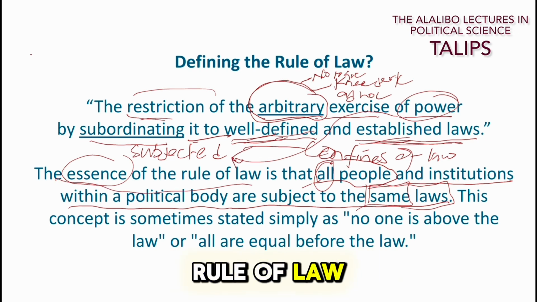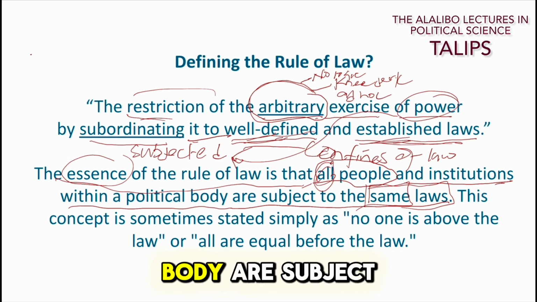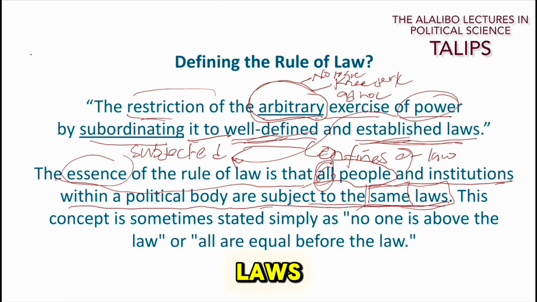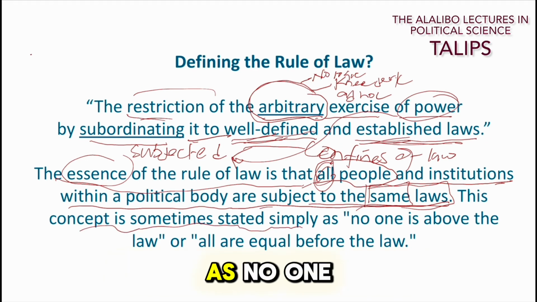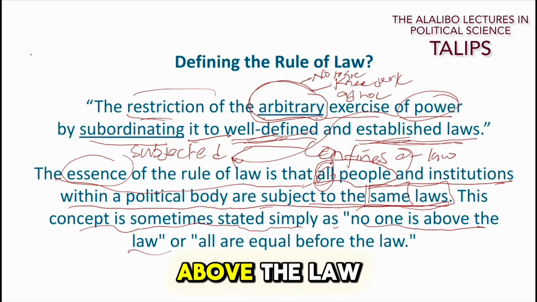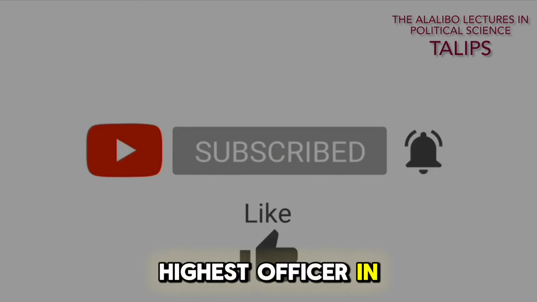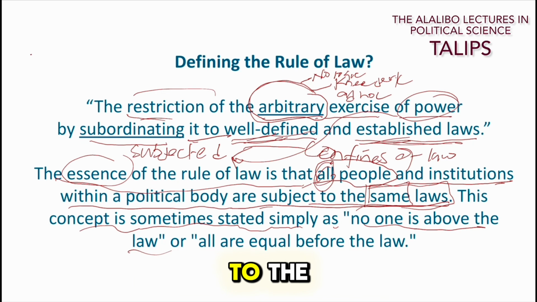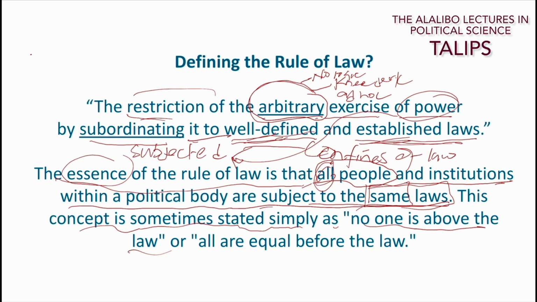The essence of rule of law is that all people and institutions within a political body are subject to the same laws. This concept is sometimes stated simply as "no one is above the law." All of you have heard of this term, no one is above the law. And it means exactly that. The president, who is the highest officer in that political body, to the lowest person, is not above the law. No one is above the law. And that's what this means.